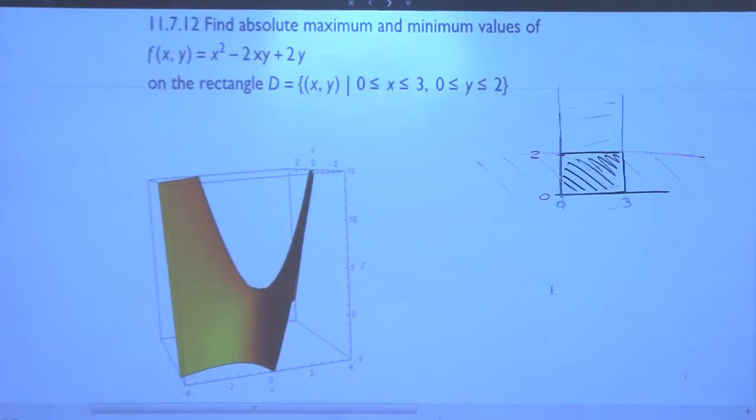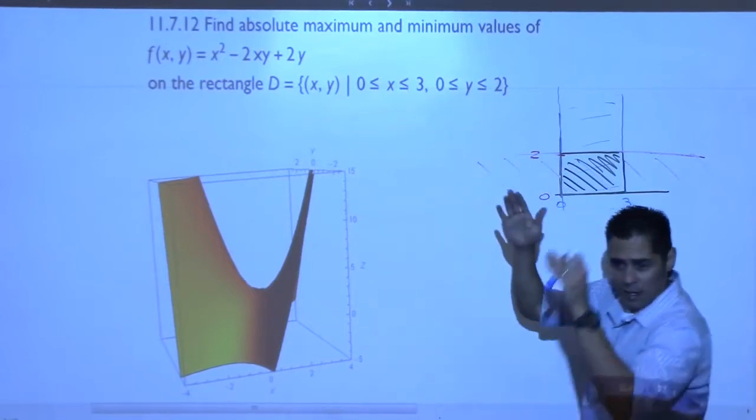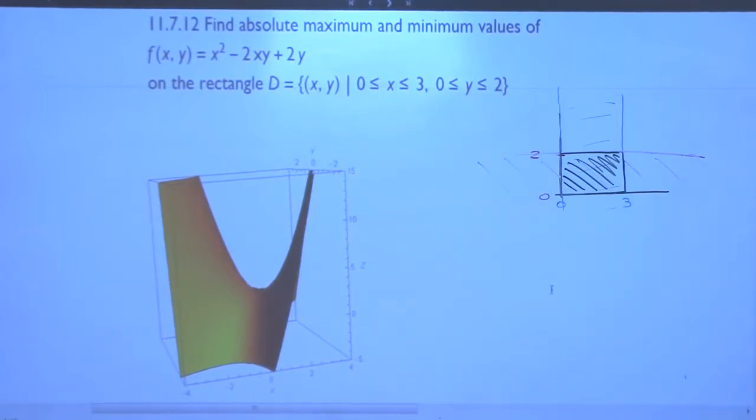It's closed and bounded, right? As long as these inequalities included the equals, then it includes the boundaries. All right, there's our region. How would you like to go about this? What should we start with?